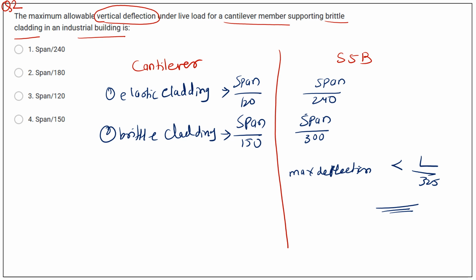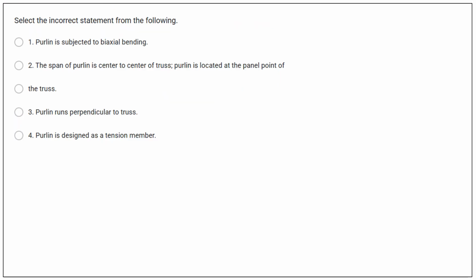As per the question, they ask about the brittle cladding in the cantilever beam. So for the brittle cladding in a cantilever beam, vertical deflection is span by 150. So here the last option is correct, which is span by 150. The next question, third question. Select the incorrect statement from the following. So we'll see each option one by one.